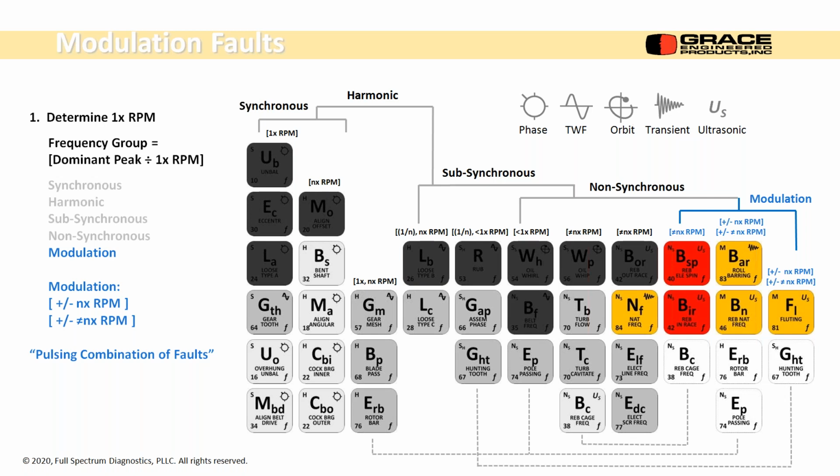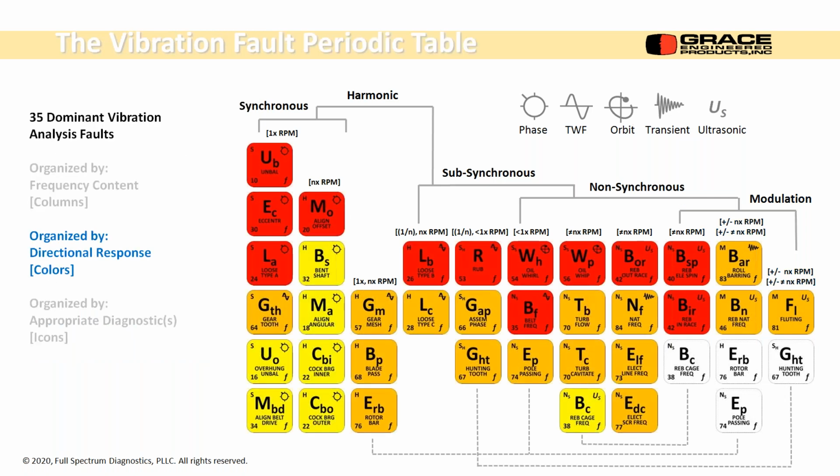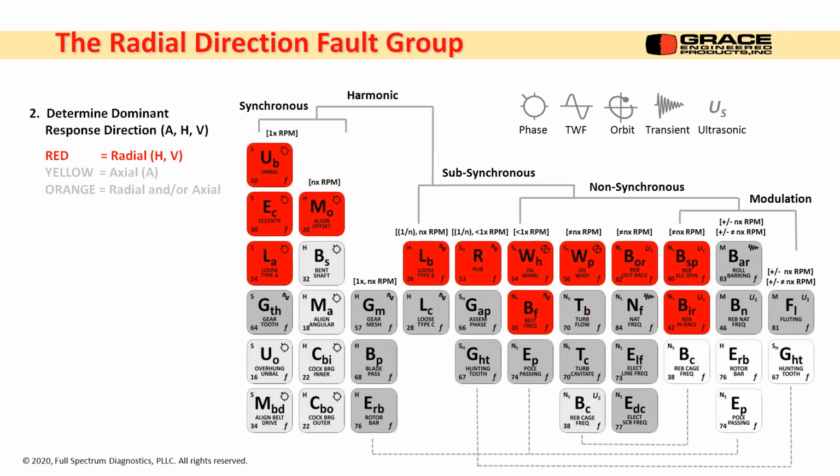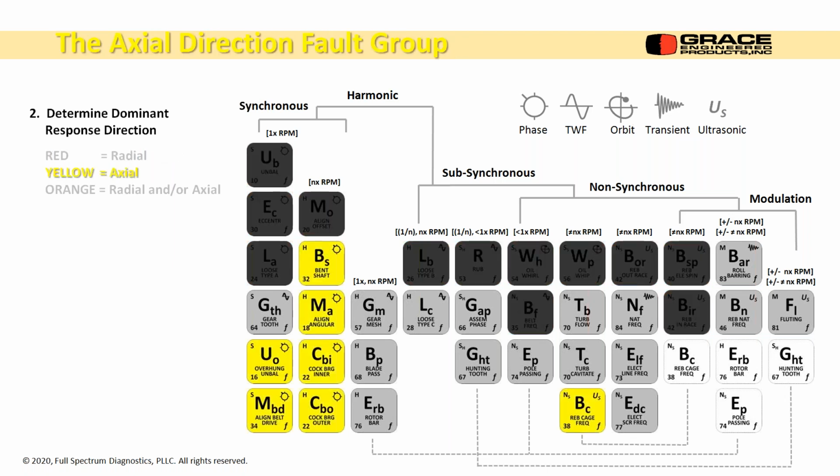So there is the vibration fault periodic table. We do a sort by frequency, and we do a sort by directional response. In this case, that's the colors, and I'll show you that right now. If you see a radial response in your machine, then that's the red blocks. That means axial isn't a dominant direction, so we can eliminate it. If axial is the dominant response, all the radial ones go away.